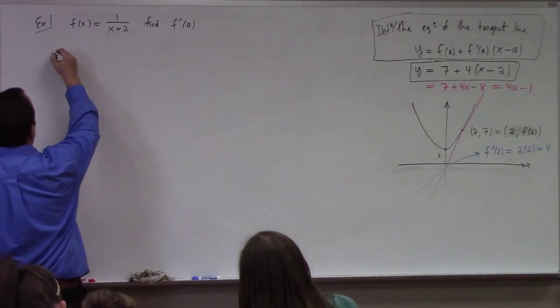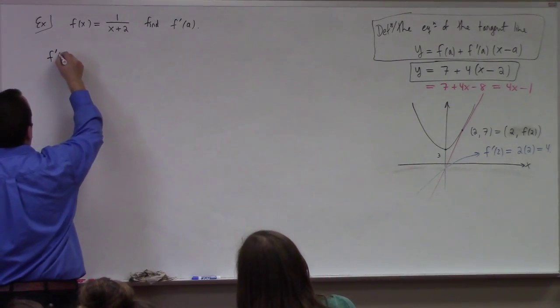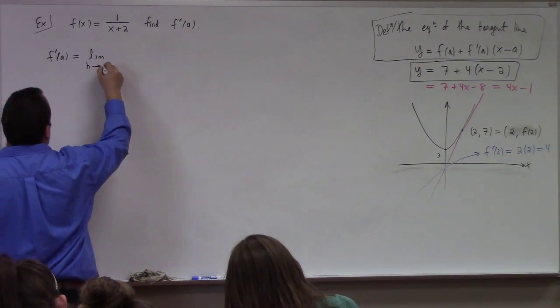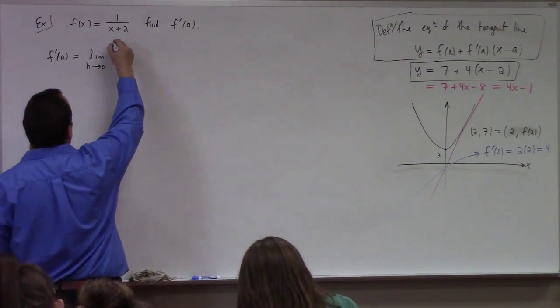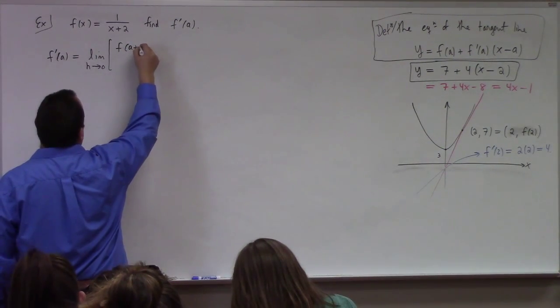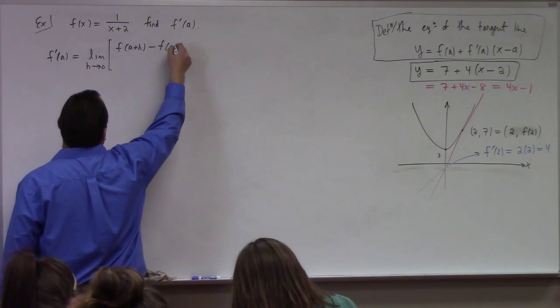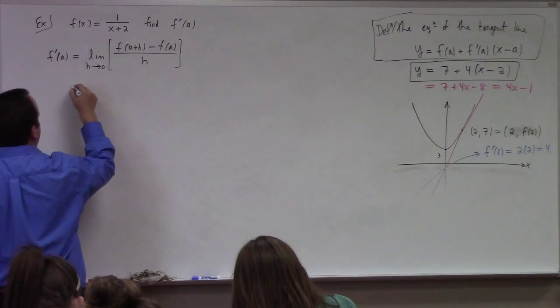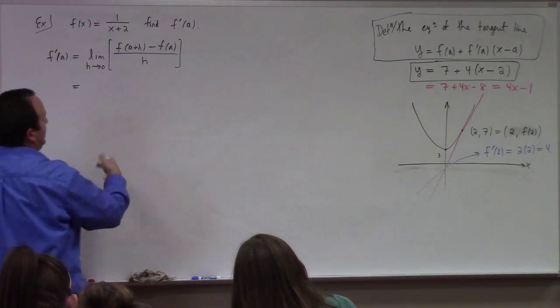So I need to do what? f prime of a. You guys have told me to use h, so I'll behave. The limit as h goes to 0 of what? f of a plus h minus f of a over h. That's my guideline. That's my template. That's my starting point. What is f of a plus h, though?